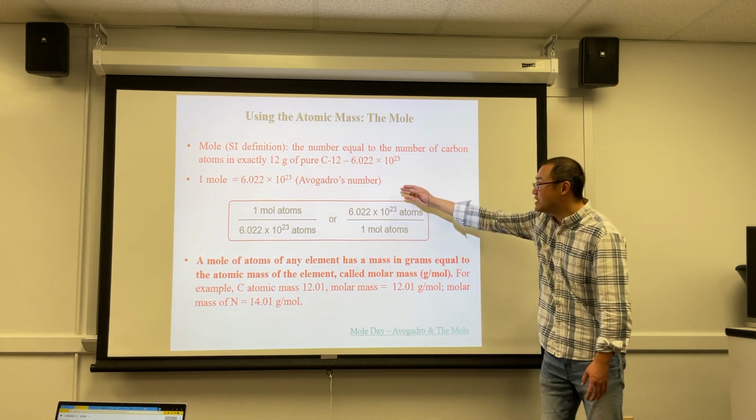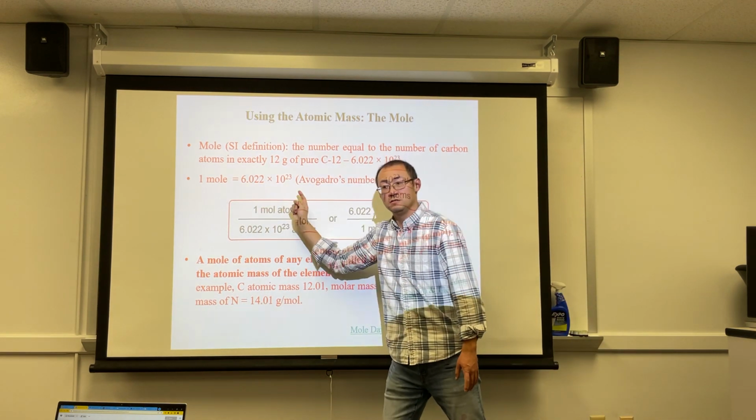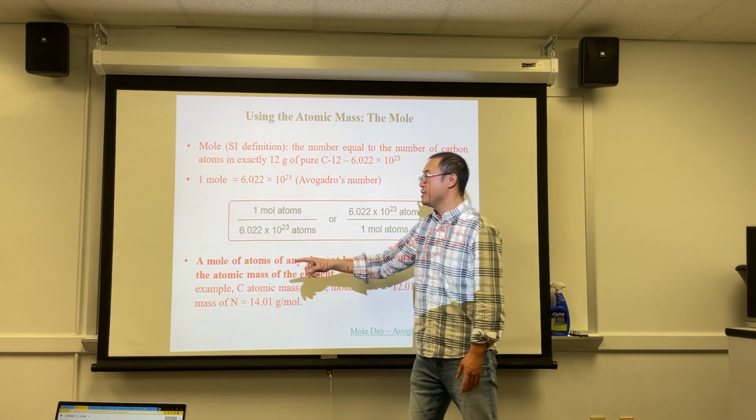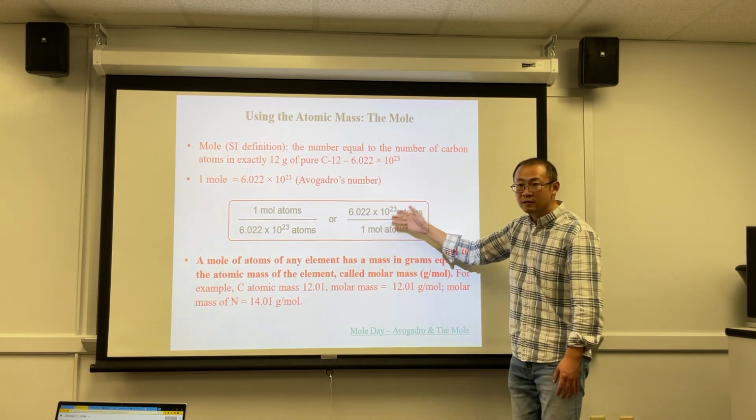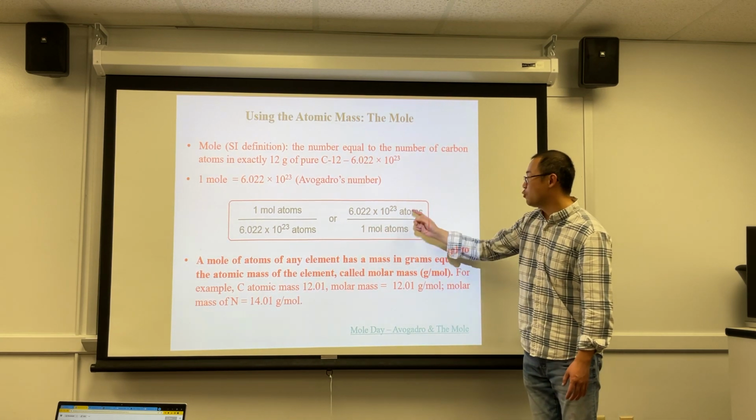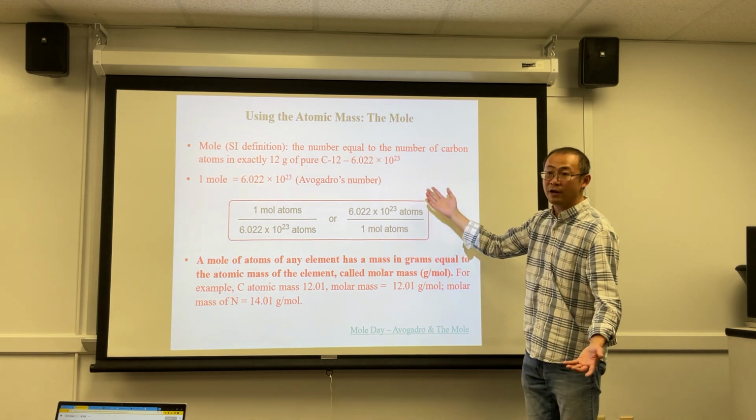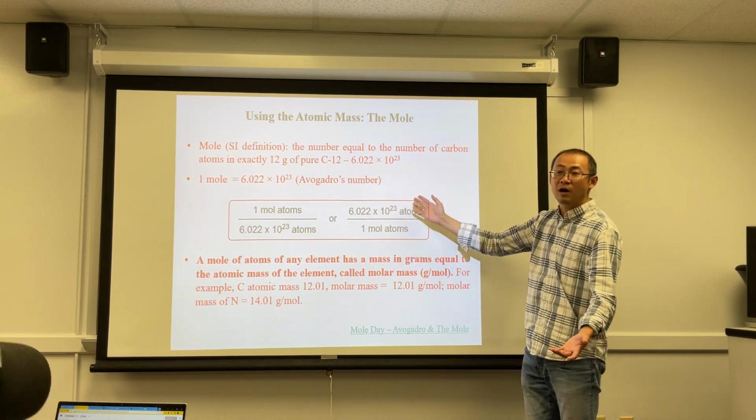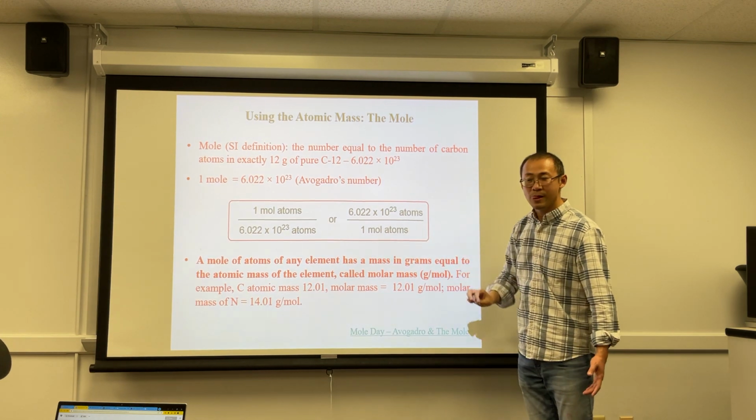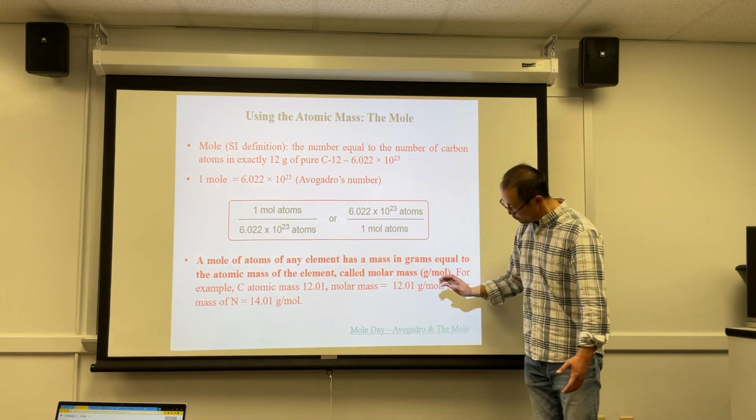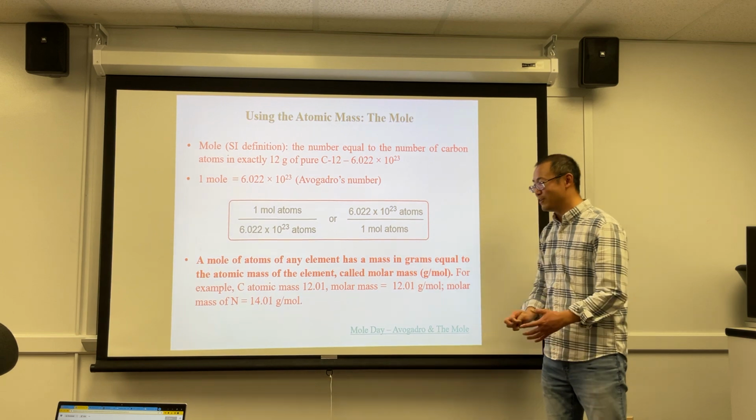Okay, why can we create these two? Because they're what? Equivalent. Okay, one mole is 6.02 times 10 to the 23rd, or 6.02 times 10 to the 23rd is one mole. And here, of course, we use atoms. You can change the atoms to molecules, computers, footballs, whatever you want, as long as you make them consistent. Make sense?